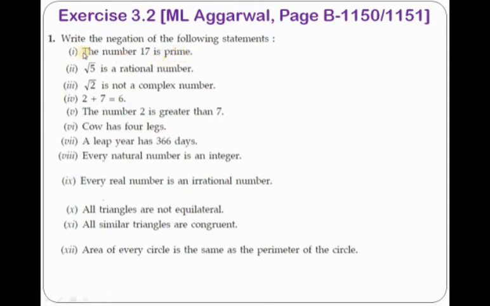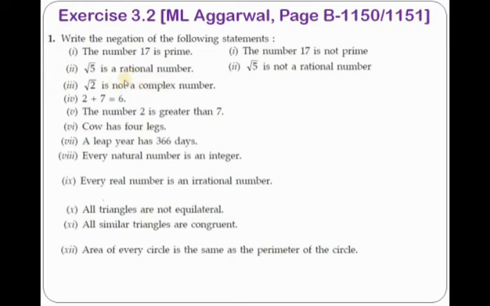If you put "not" in the appropriate place, then your answer will be: the number 70 is not prime, right? Similarly, "root 5 is a rational number" has the negation "root 5 is not a rational number," or you can say it is an irrational number. Here we are putting "not." "Root 2 is not a complex number" already has a "not," so you have to put a denial of this.